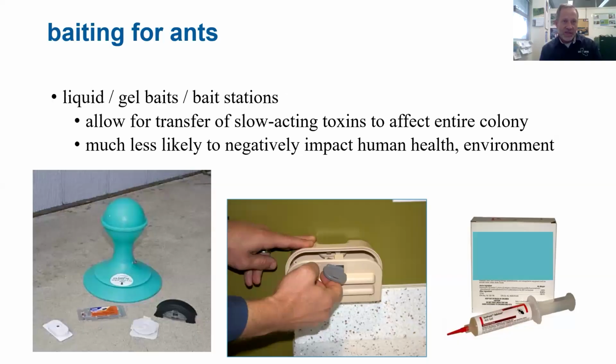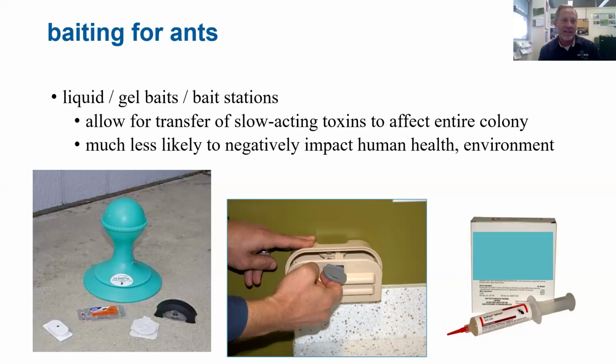Consider using baits. And I will say that these baits are most effective in the spring and summer. And that's when the ants are actively foraging for food. And the reason that these baits work is they're slow acting. Ants are social animals. They share their food. So if you're able to introduce a slow acting toxin, it gets shared and affects more and more insects until it eventually can affect the entire colony.